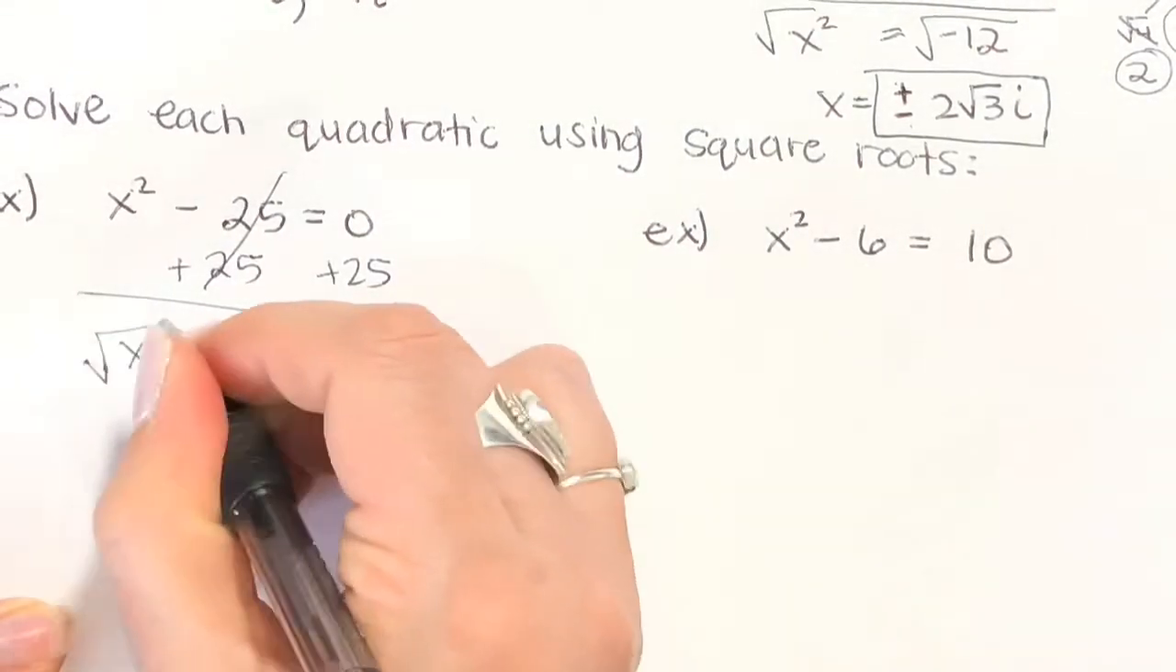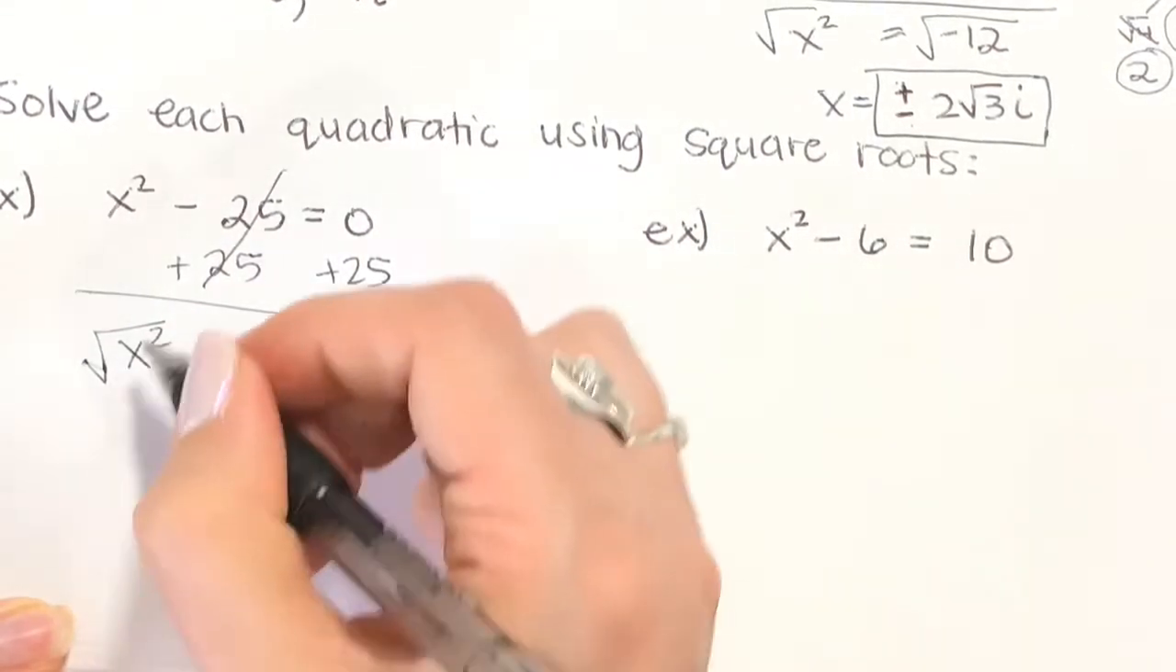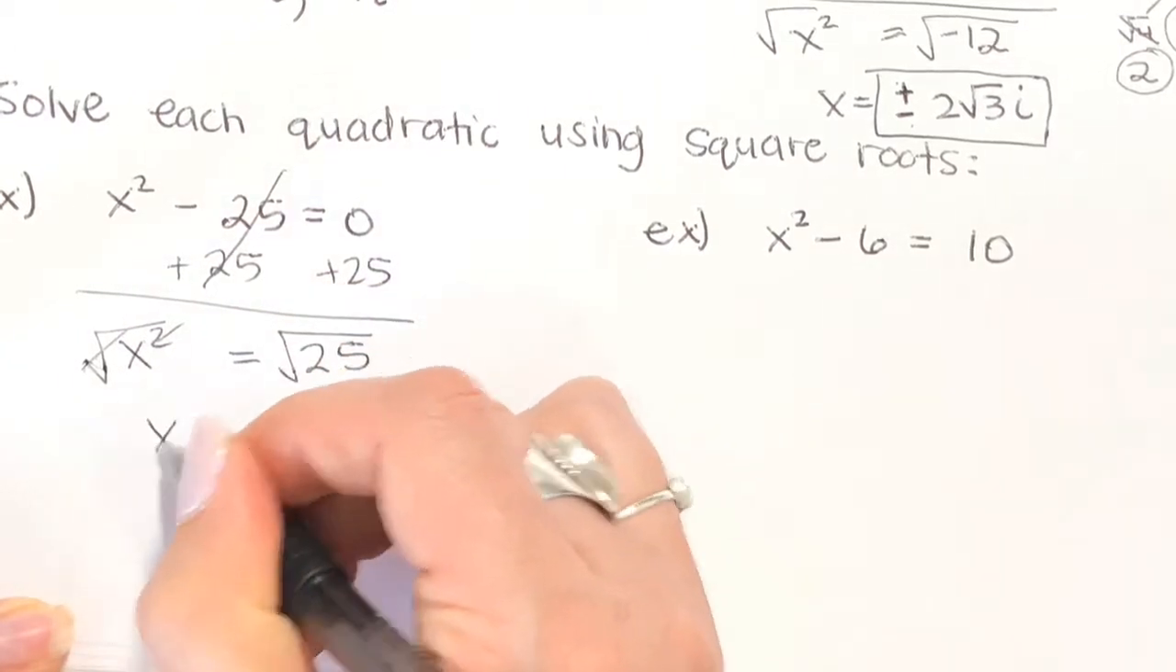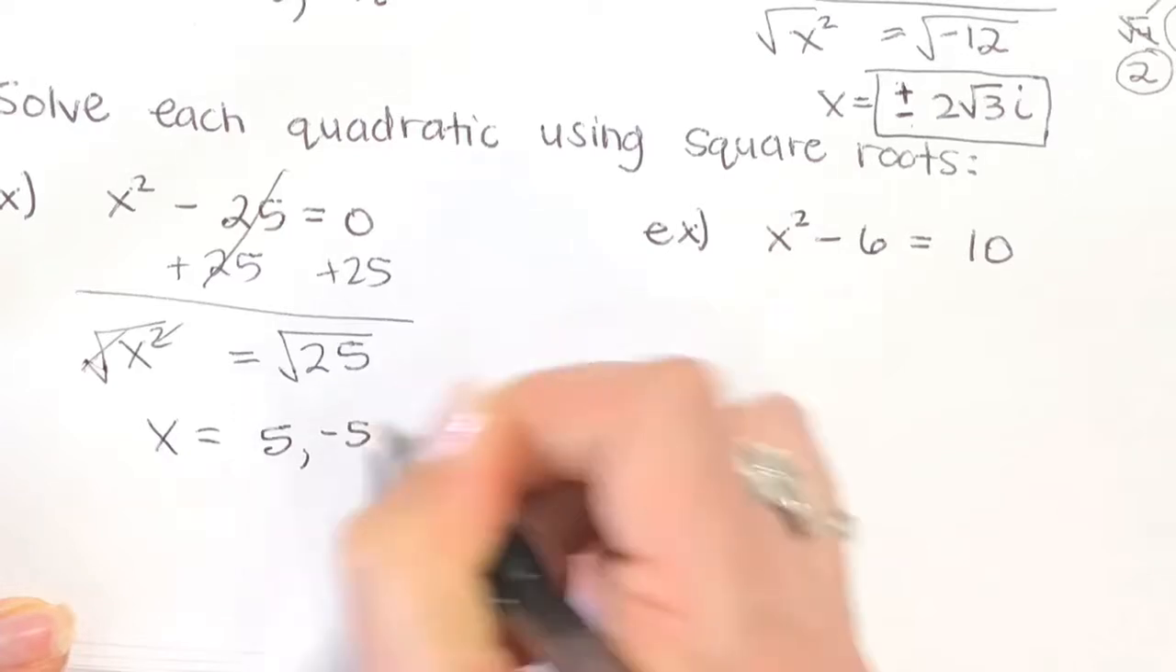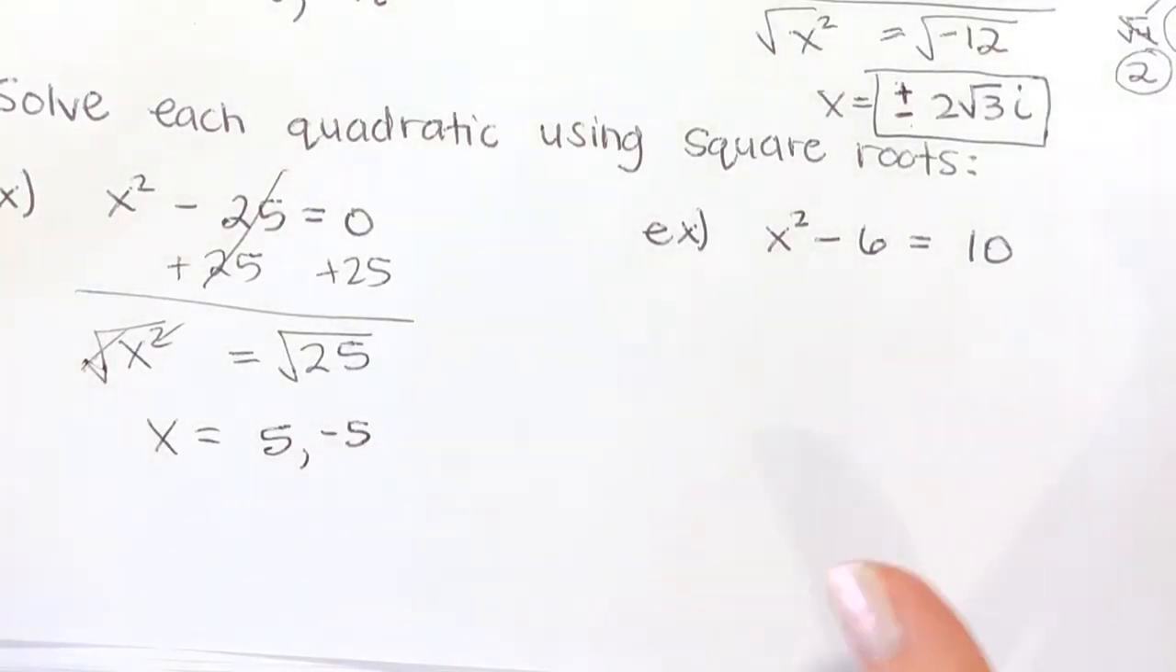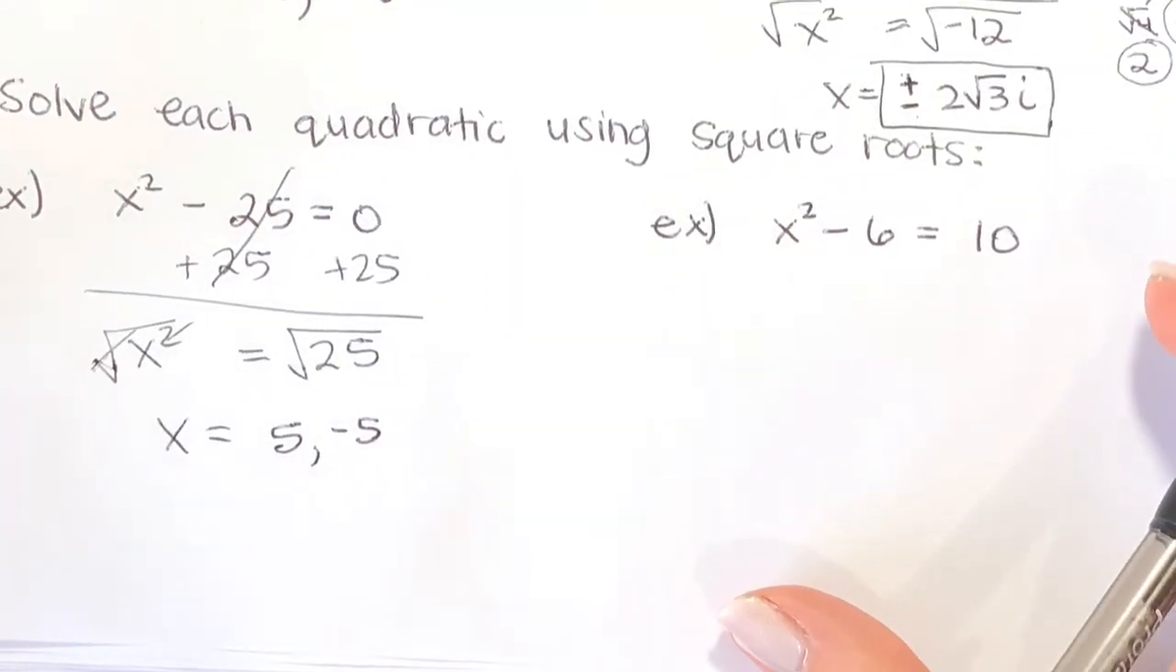Now I can take the square root. Lucky for us, 25 is a perfect square. So the square root of 25 is 5 and negative 5. So don't forget that negative 5. It's really easy to do when you're going quick.